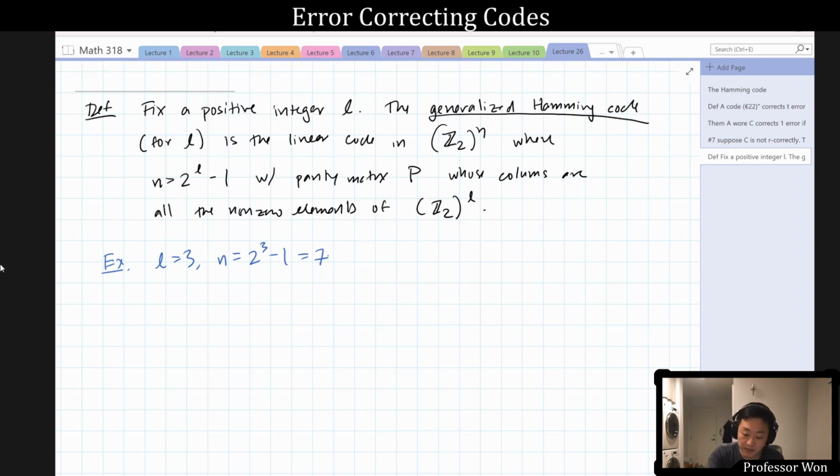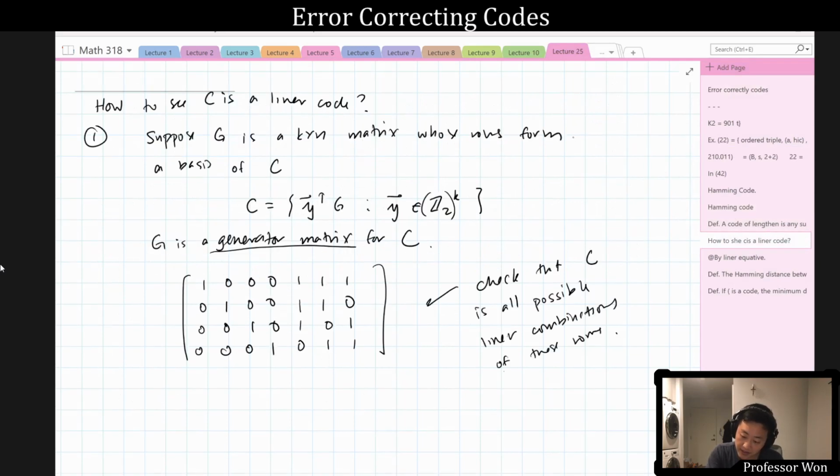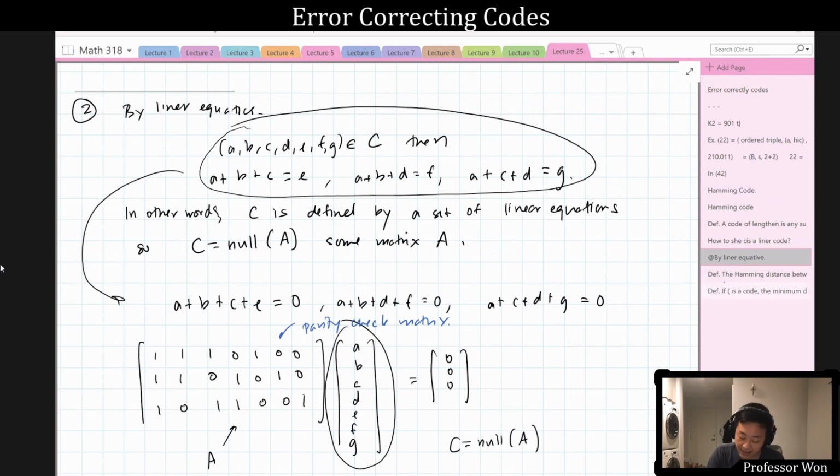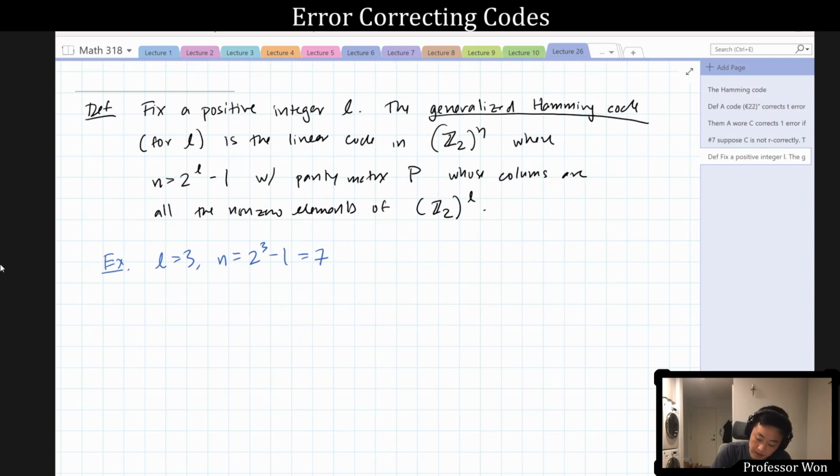Maybe I should just point back to our example from last time. You still have this on a slide somewhere. It was this thing, right? No, it was the next one. This parity matrix exactly gave us all of the non-zero vectors in Z3, and there were 7 of them. And then we just defined the code to be the null space of the matrix, which made it a subspace. Okay? So the point is that this now works for any L, not just L equals 3. So then the null space of P is a linear code, and that's going to be the generalized Hamming code.